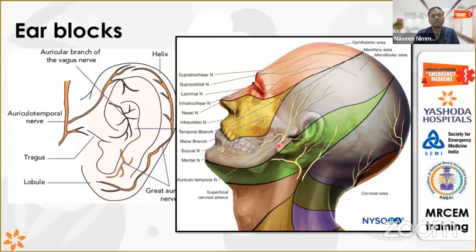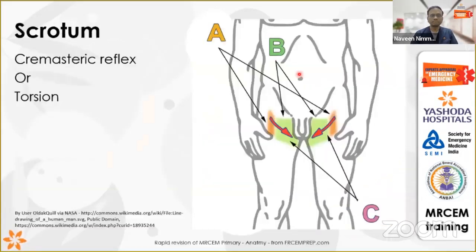Scrotum related: if they say the cremasteric reflex is lost, what could be the cause? In this, the green zone is the problematic one. The green zone is B, that is the ilioinguinal nerve. Because of either torsion or some other causes, if they say the cremasteric reflex is lost, most likely they are interested in knowing the nerve, that is the ilioinguinal nerve.